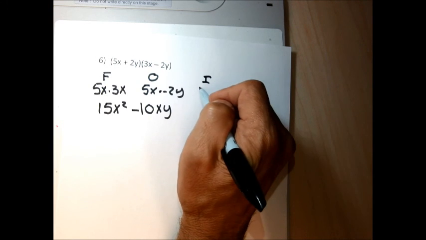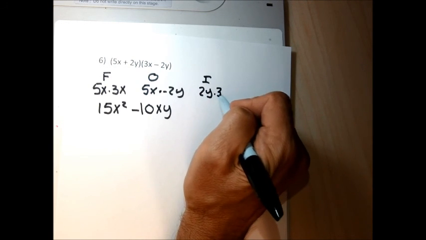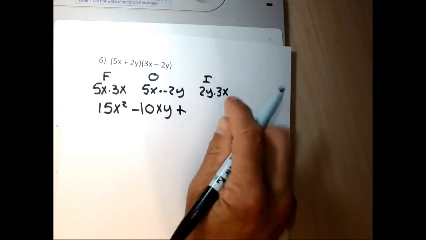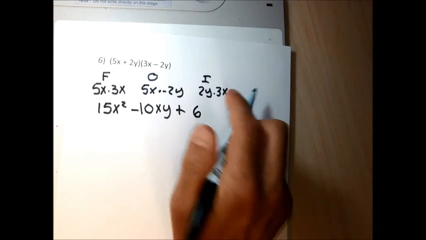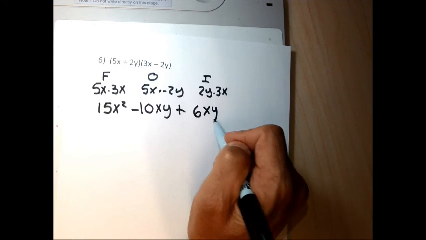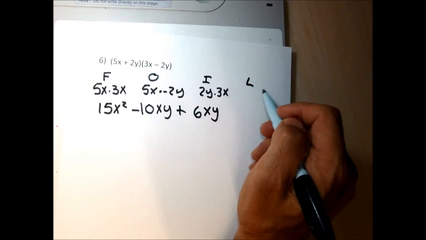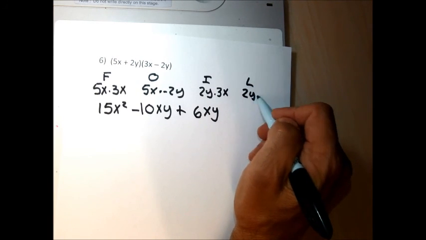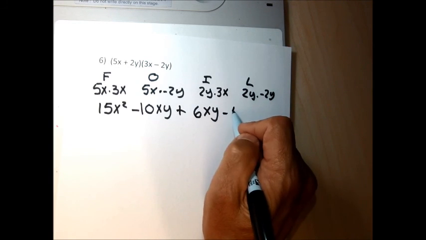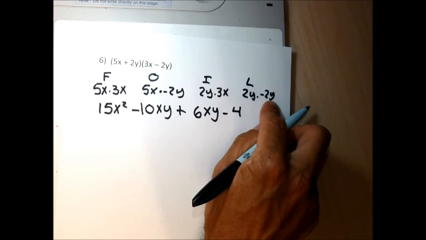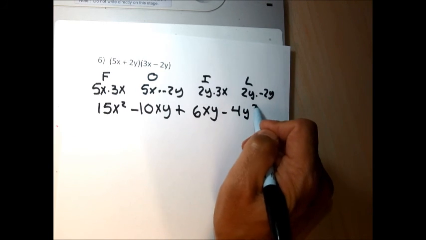The inners are 2y times 3x. They're both positive, so I get a plus sign. I multiply the 2 and the 3 and get a 6. I'll write the letters alphabetically and get a 6xy. And then the lasts, 2y times minus 2y. I multiply a positive 2 times a negative 2 and I get a negative 4. I multiply a positive y times a positive y and I get a y squared.